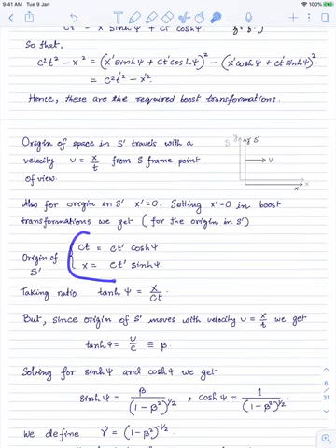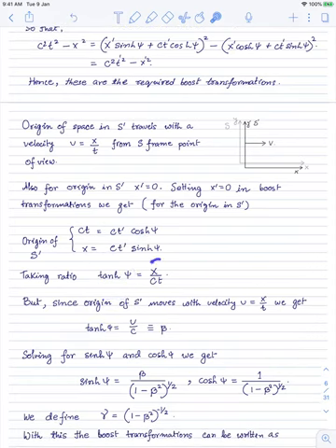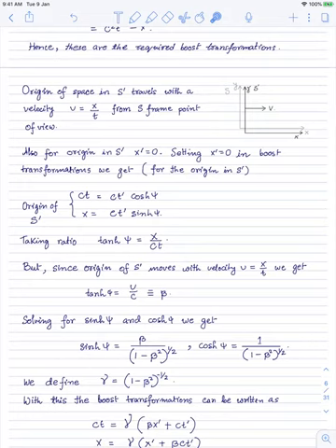Now we can take a ratio of this. If we take the ratio, sinh by cosh, which is tanh psi, is equal to x by ct, because the t prime cancels. As you can see, because I concluded that x by t for this particular point is v, I can just say that x is basically v times t, and this ratio is therefore just v by c, because I am looking at that particular point, the origin of the S prime coordinates. So I have tanh psi equal to v by c.